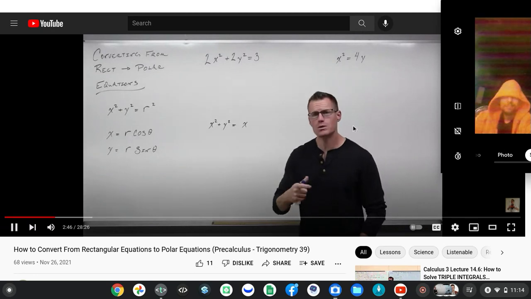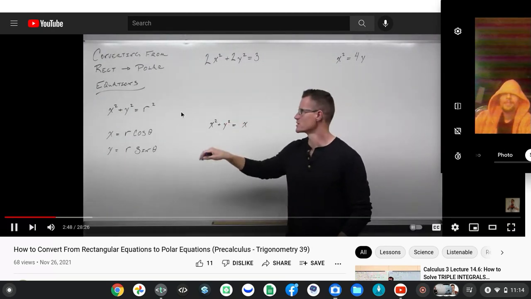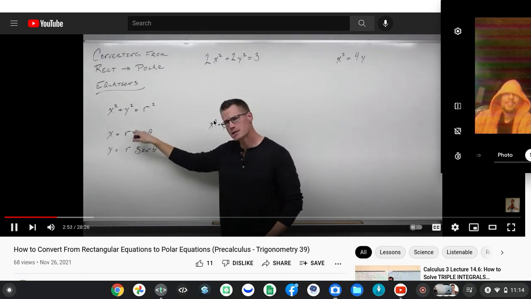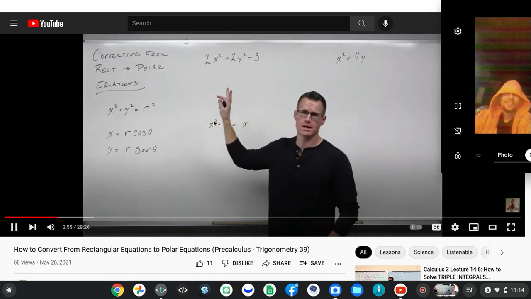Ultimately, what we want to do to convert from rectangular to polar is use this first. We use this when we can. We've already seen that when we were converting points, we're just going to use it here as well.